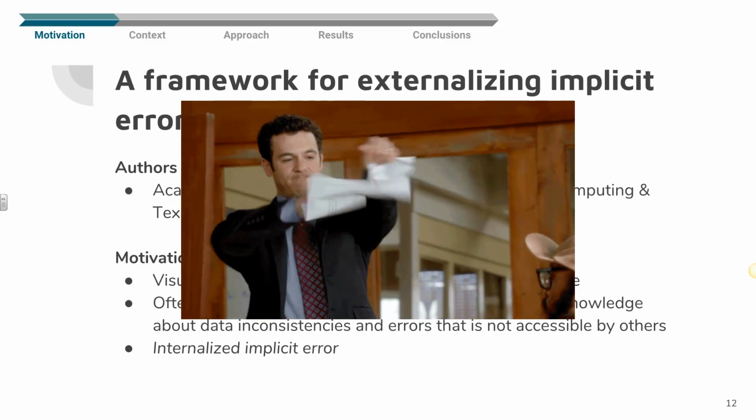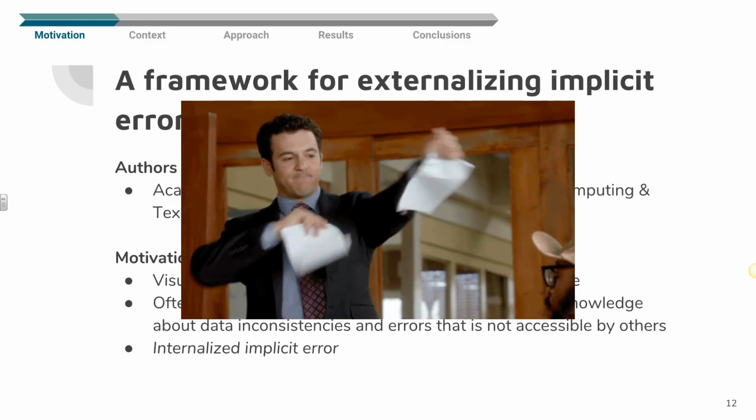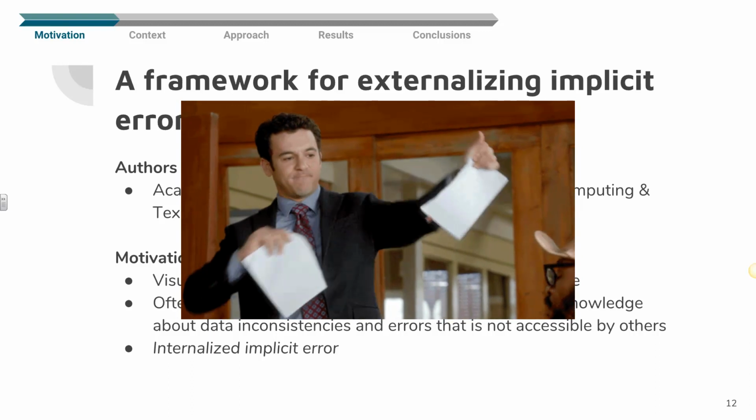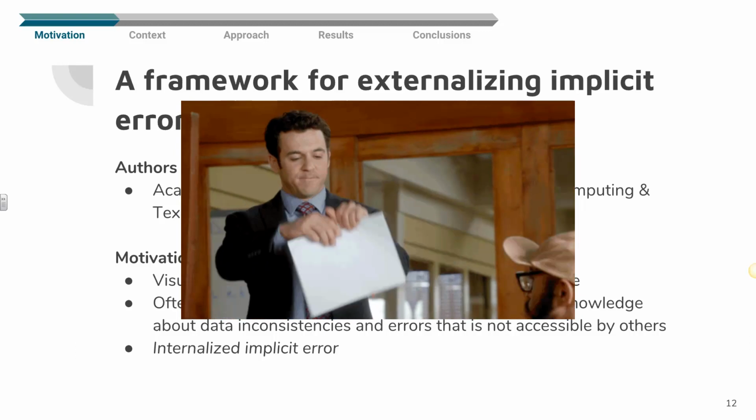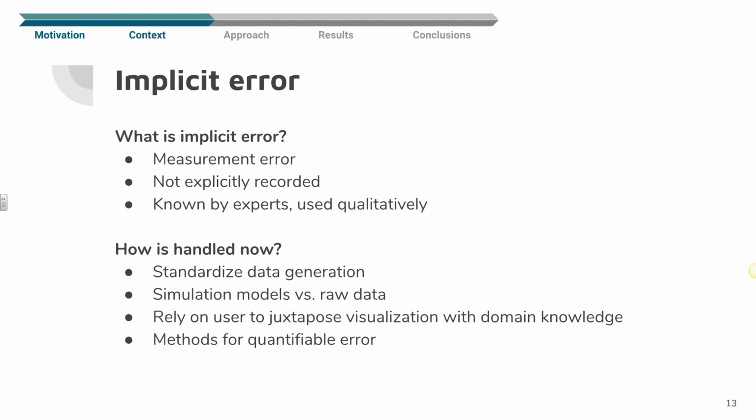It has a huge emphasis on qualitative research design, and they kind of explained ad nauseum their process. But despite that, I'll do my best to present what they showed. So first, what is implicit error? This is error that originates from measurement and data generation. It's usually systematic, and it's not explicitly recorded anywhere. So it's known by the experts with lots of experience, but it's generally qualitative.